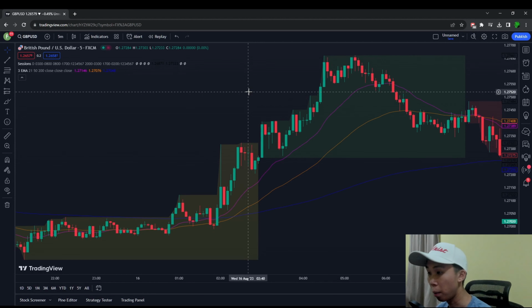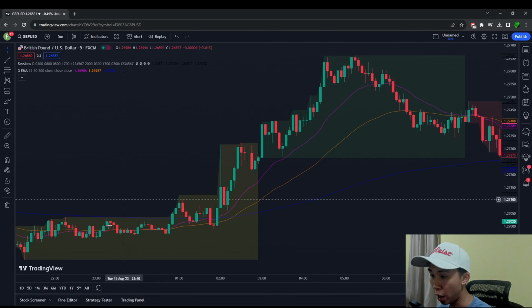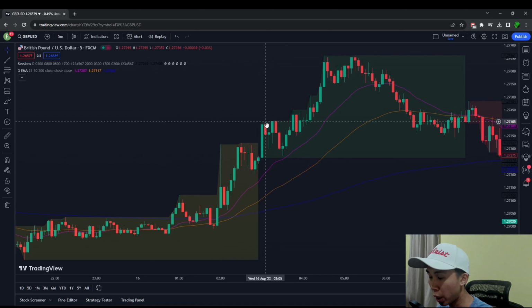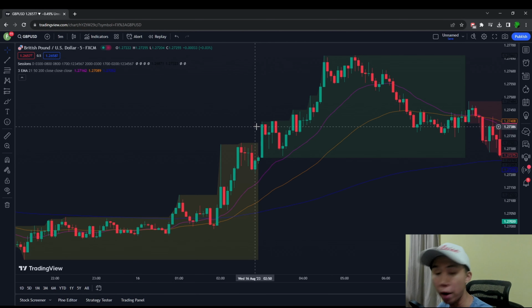Let's have a look at the perfect buy example. So we have the Tokyo session here and we have a breakout. We have a breakout here and we are not taking the buy here because we are not getting any retest. So we wait for price.